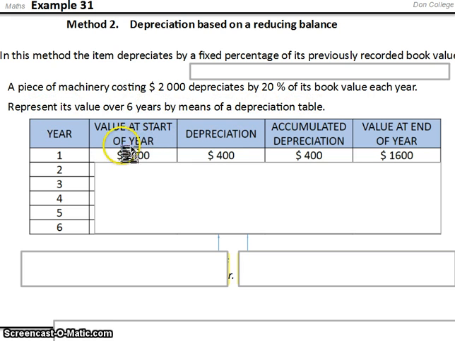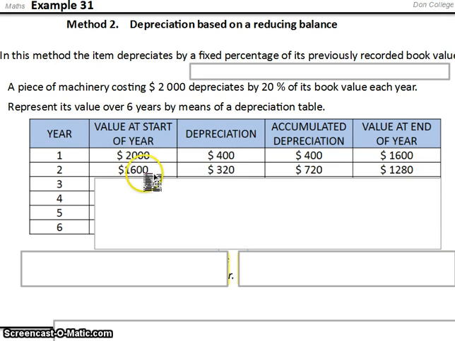So we start at $2,000. Now 20% of 2,000 is 400, so that's how much it goes down by. Accumulated depreciation is 400, and at the end of the year it's worth 1,600 because we've reduced it by $400. Now what happens next year is we put our 1,600 in, but when we work out 20%, it's going to be different. 20% of 1,600 is 320. So you can see that the amount that it's depreciated by has changed. The accumulated is still just a running total, so it's adding up the total amount that it's depreciated.